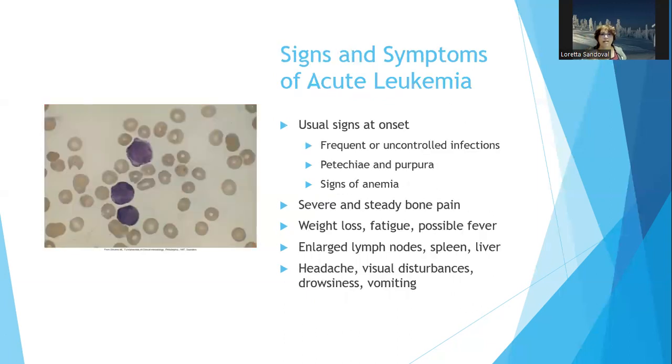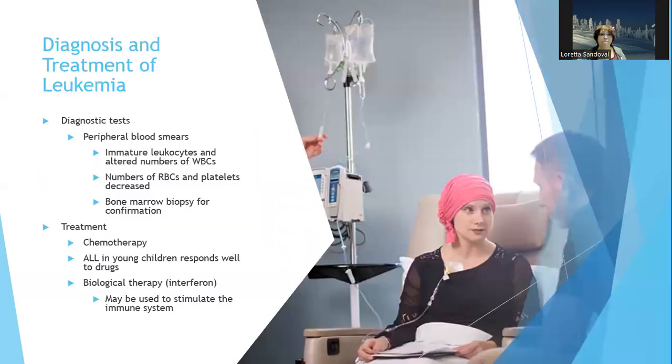So acute leukemia at onset, usually frequent or uncontrolled infections. That makes sense, right? Since the B lymphocytes or the stem cells of the white blood cells are affected, that makes sense. Petechiae and purpura, that's one of the signs. And the classic signs of anemia: fatigue, pallor, tachycardia, dyspnea. Severe and steady bone pain, that sounds awful. Weight loss, fatigue, and possible fever. Enlarged lymph nodes, spleen, and liver, because they're busy processing all those extra cells. Headache, visual disturbances, drowsiness, and vomiting. And sudden onset of that.